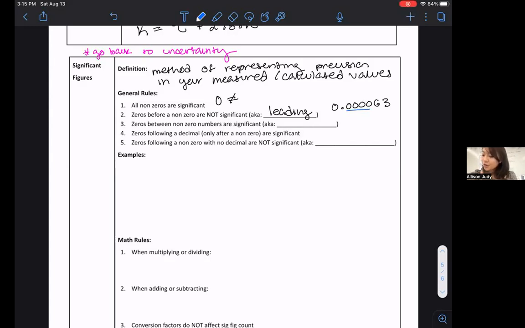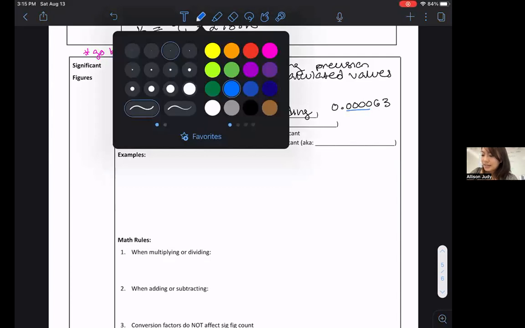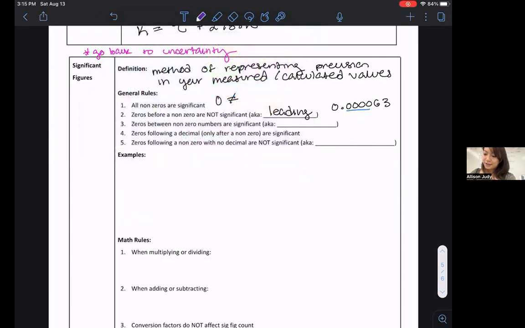So the third rule is zeros between non-zero numbers are significant. I don't know if there's a technical term for it, but I like to call them the sandwich zeros, because they're sandwiched in between two significant digits, which makes them significant. The fourth rule: zeros following a decimal, only after a non-zero, are significant.